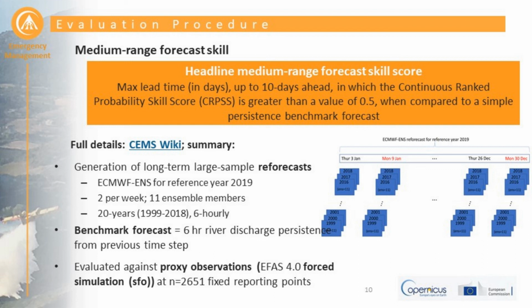So we have essentially 20 years from 1999 to 2018 at a 6-hourly resolution for every river pixel on the EFAS domain, and so essentially running EFAS for the last 20 years almost. And we take all that data and we then perform our skill evaluation. In this instance, we're using our benchmark forecast, so we're comparing if EFAS 6 hourly is better against a simple persistence, and that's evaluated against proxy observations using the forcing simulation, so the EFAS long-term run. And we have this currently on the web interface for 2,651 fixed reporting points, and so these just give forecasters access to look at the information in more detail, but the actual raw data behind all that for every grid pixel is run and is available.